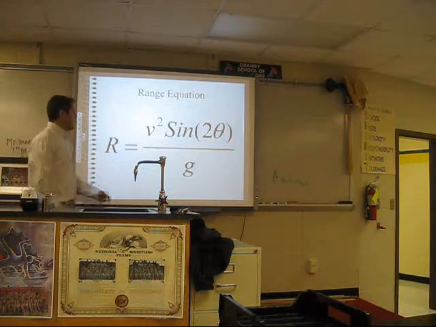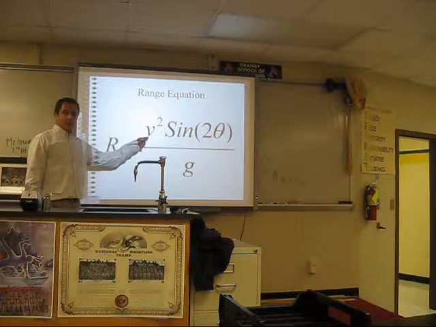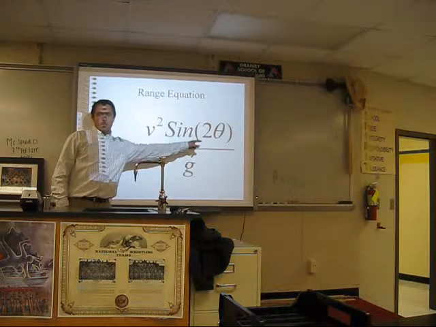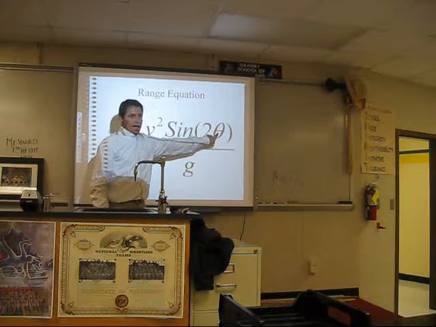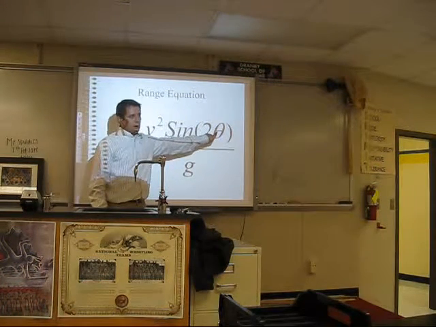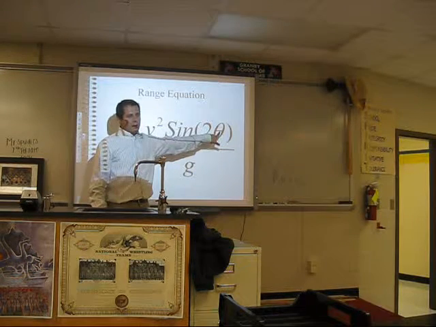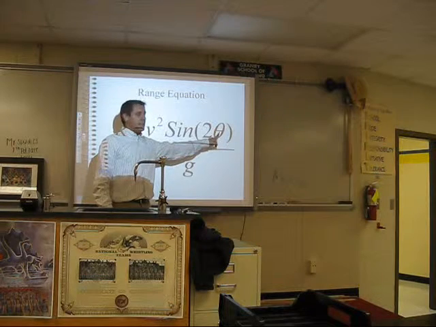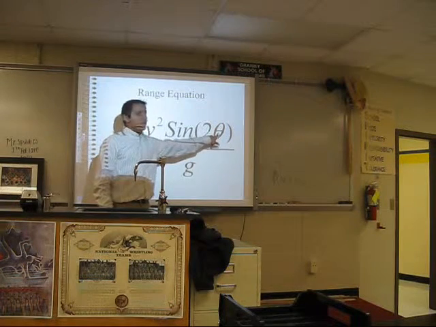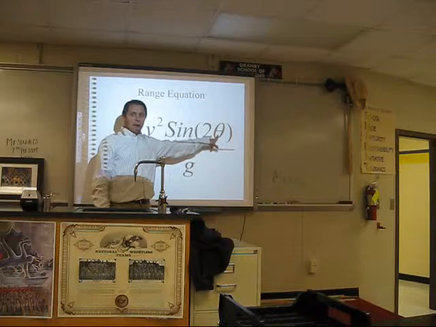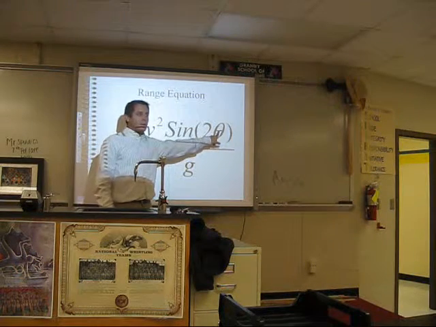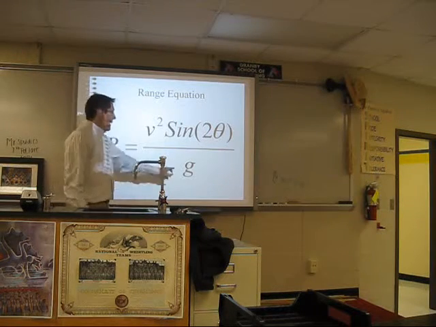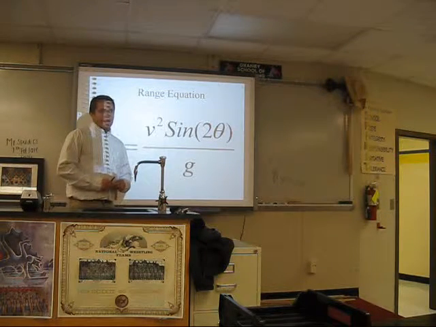The way you're going to do that is range is equal to velocity squared times sine of the angle doubled. This is not a 0 here. It's not sine of 20. It's sine of 2 times theta. That's not 0, that's theta. And that is the angle, which we already saw when we did SOHCAHTOA. Divided by g. What's g always equal to? 10.